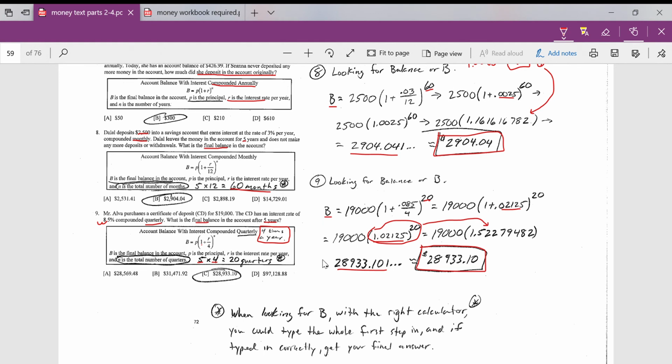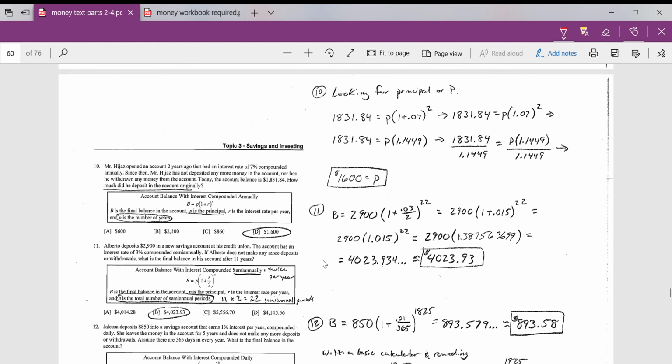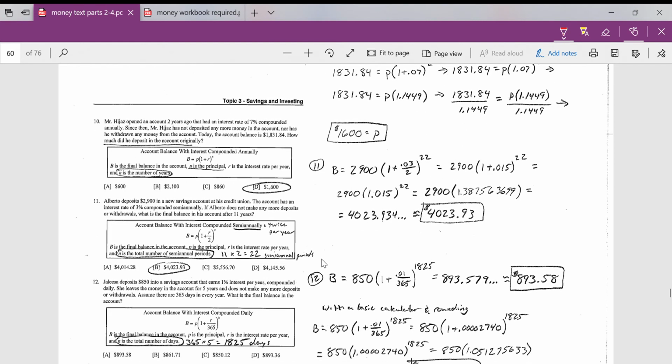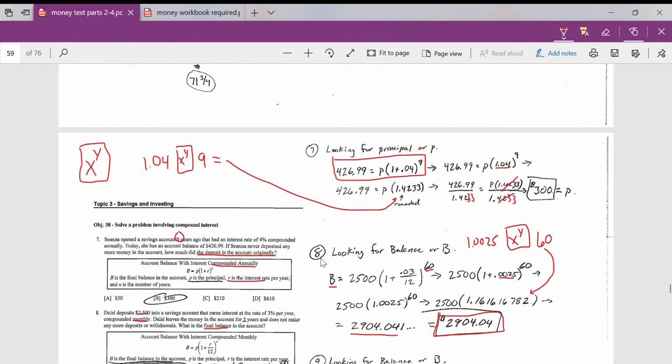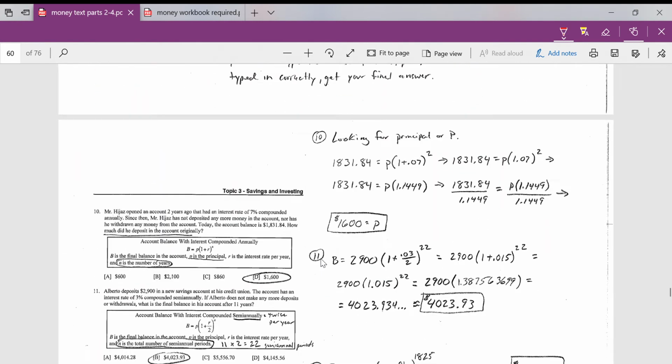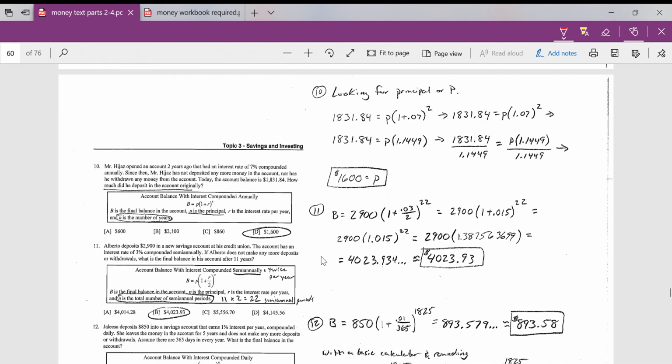Okay, 2 more problems left. No, 3 more problems left. Okay, 2 of them are pretty straightforward. Number 10 here is like number 7, so we're looking for the principal. Again, this one can be a little confusing.